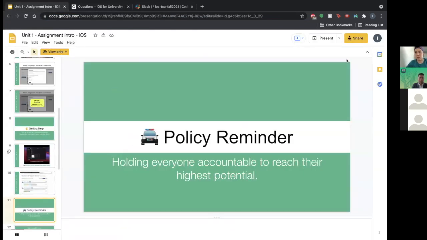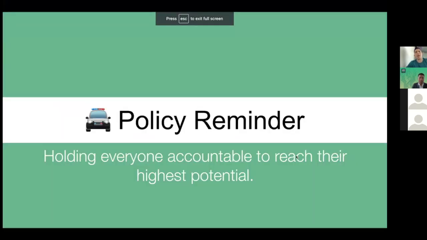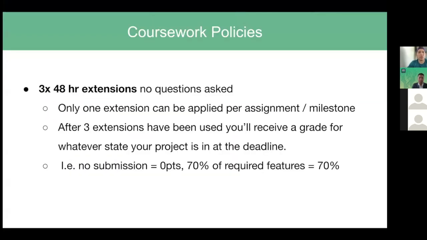So our policy reminder. We do have to hold everyone accountable. CodePath has found that students are the most successful when they are regularly attending class and submitting their assignments on time. So we have 3 48-hour extensions, no questions asked. If you don't submit something, it's automatically granted, and you have 48 hours to do it. So you don't need to email anybody, you don't need to ask us. Just go ahead and submit it. But you can only get one per assignment.